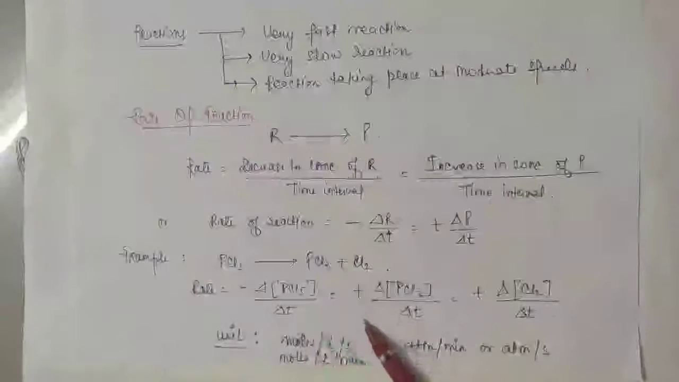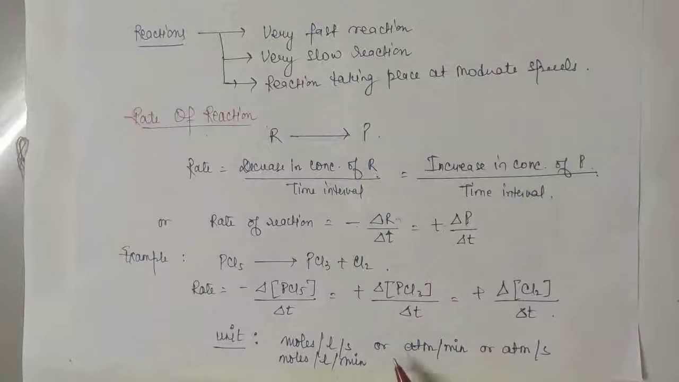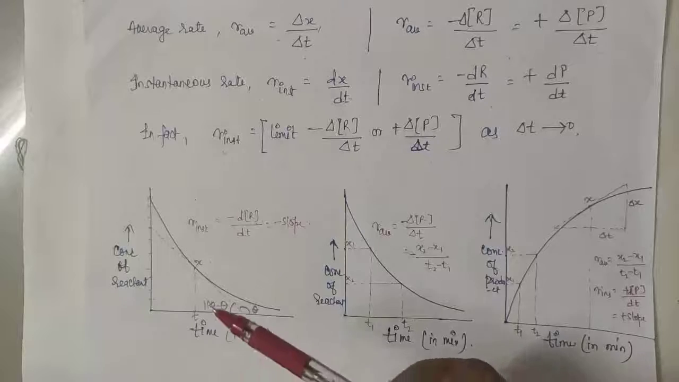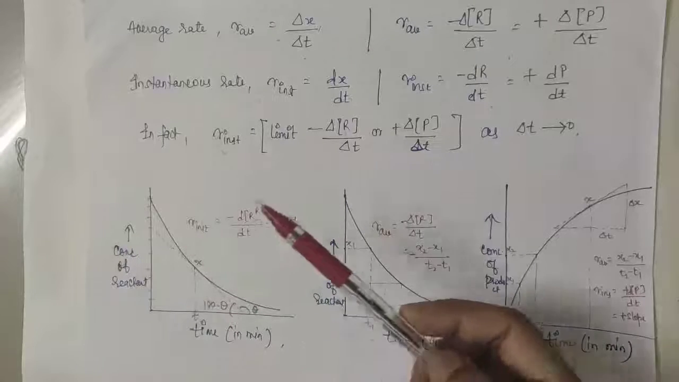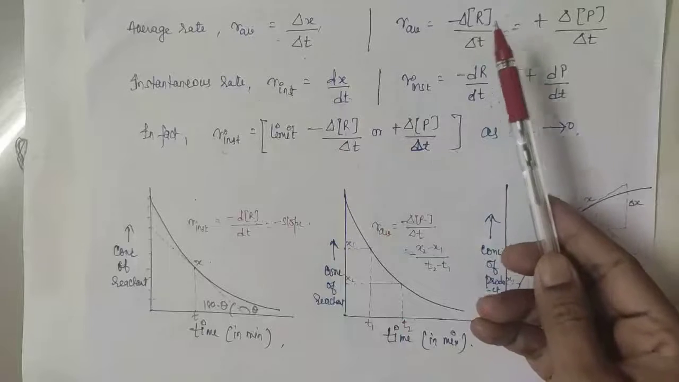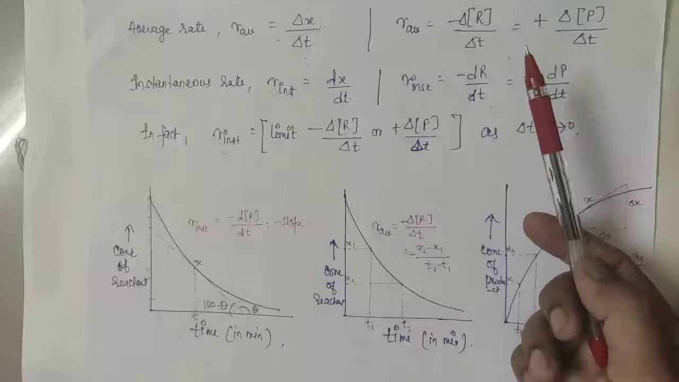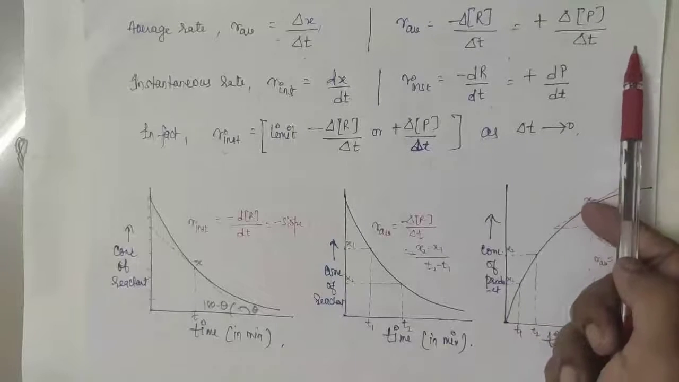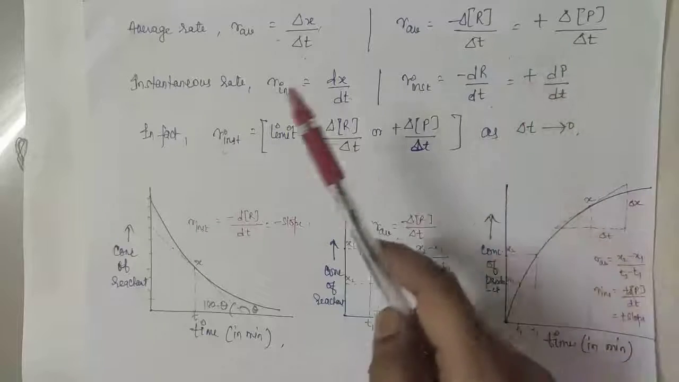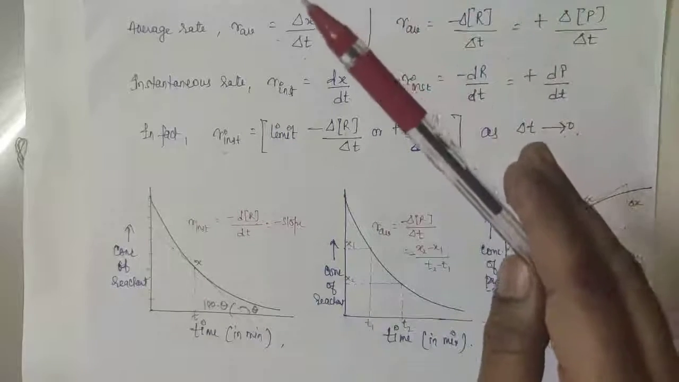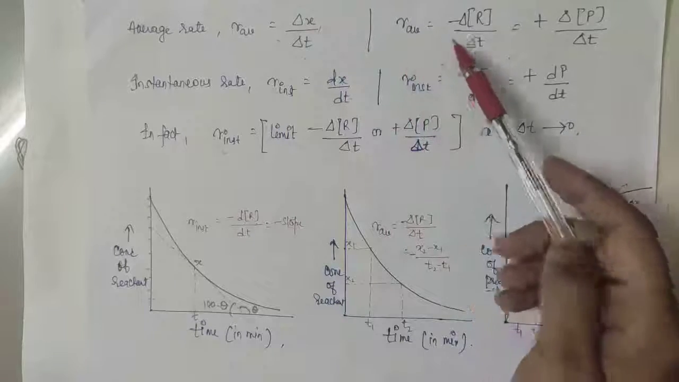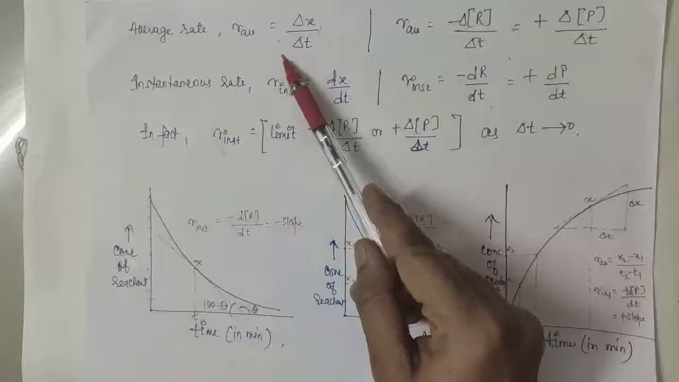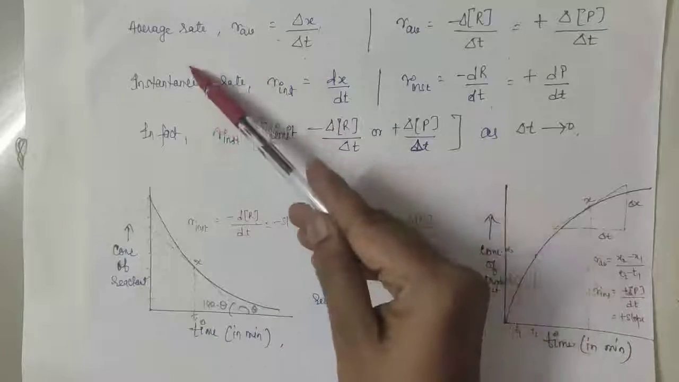If our reactants are gaseous in nature, then we will express the rate in units of atmosphere per minute or atmosphere per second. Now the rate of the reaction depends on the molar concentration of reactant, which keeps on decreasing with time, and the molar concentration of product, which keeps on increasing with time. So the rate of the reaction does not remain constant throughout the completion of the reaction. That means the expression we are using to write the rate of the reaction represents the average rate.